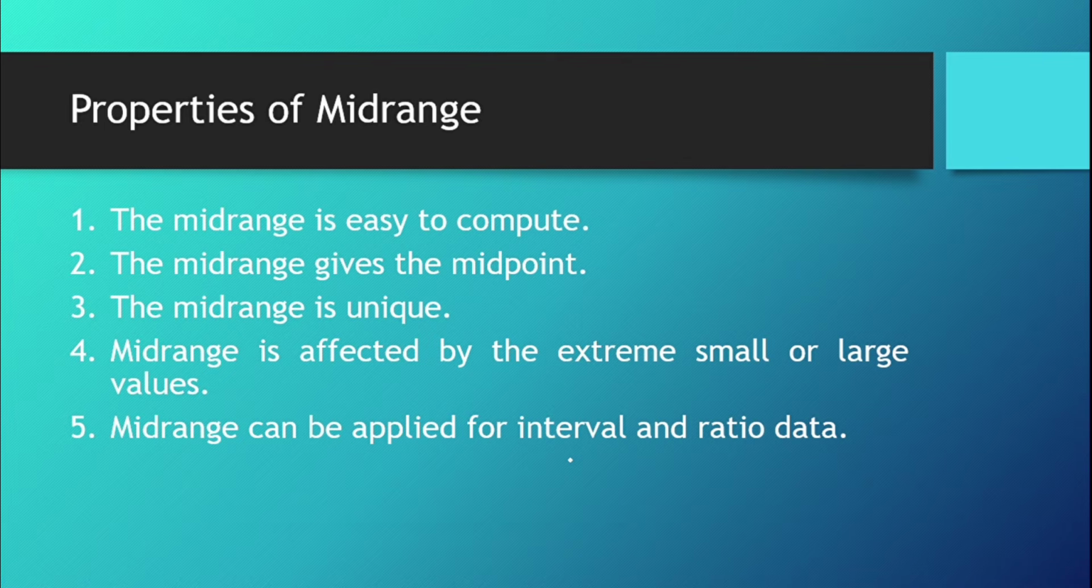The properties of the mid-range: it is easy to compute, it gives the midpoint, and it is unique. The mid-range is affected by extremely small or large values, because when there are extreme values, the result is not typical for that particular data. The mid-range can be applied for interval and ratio data. So let's start problem number 1.